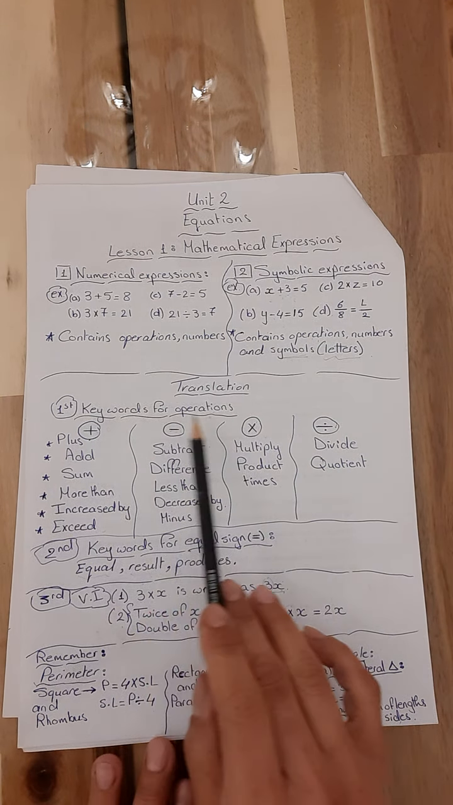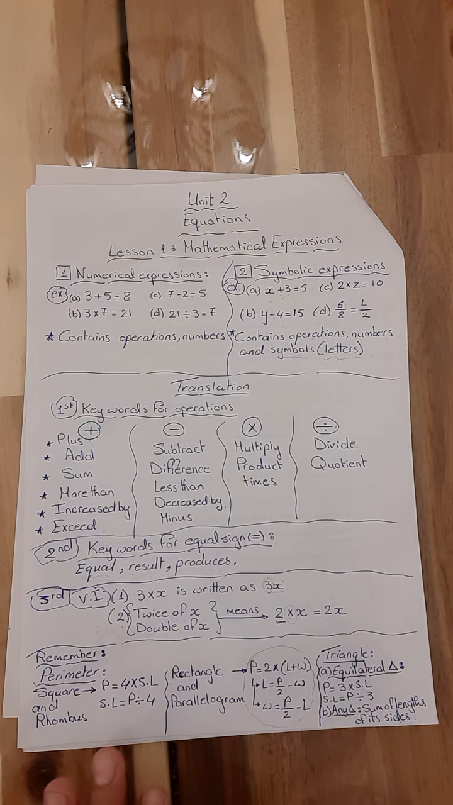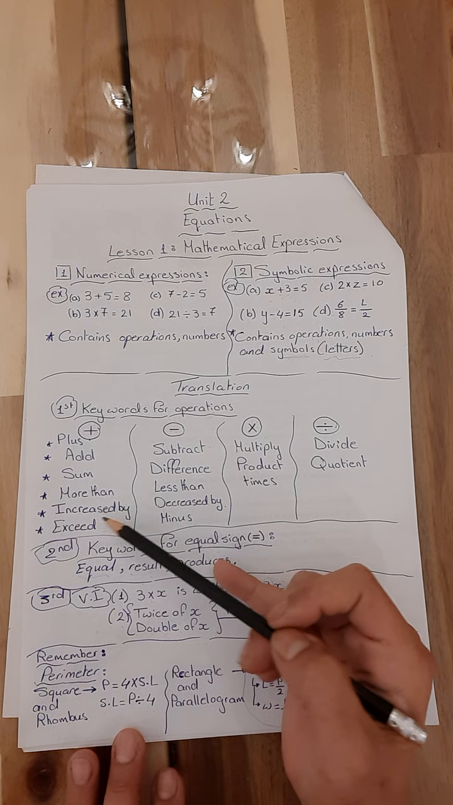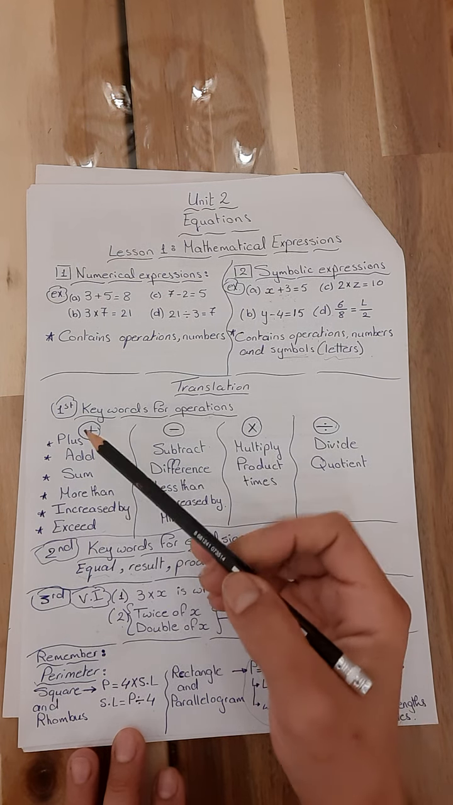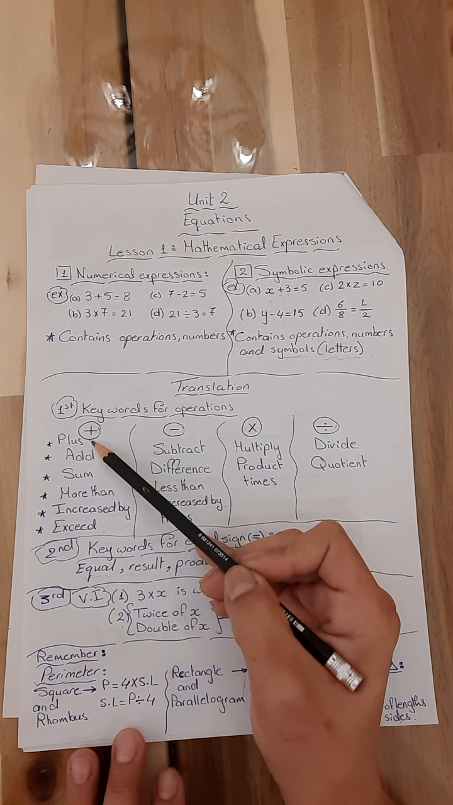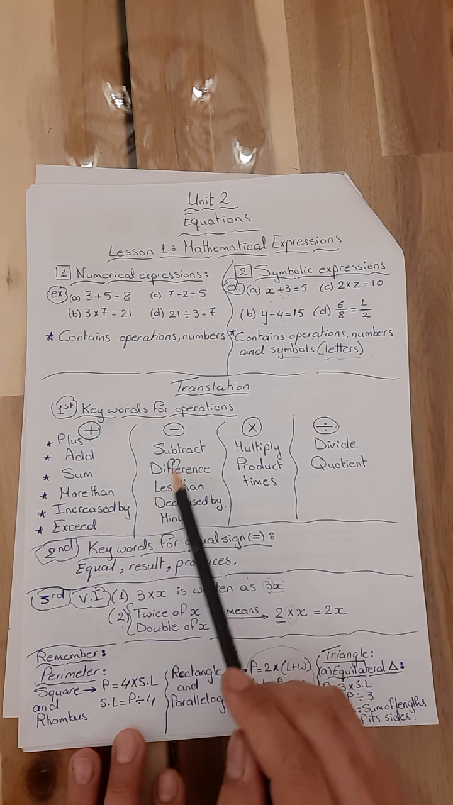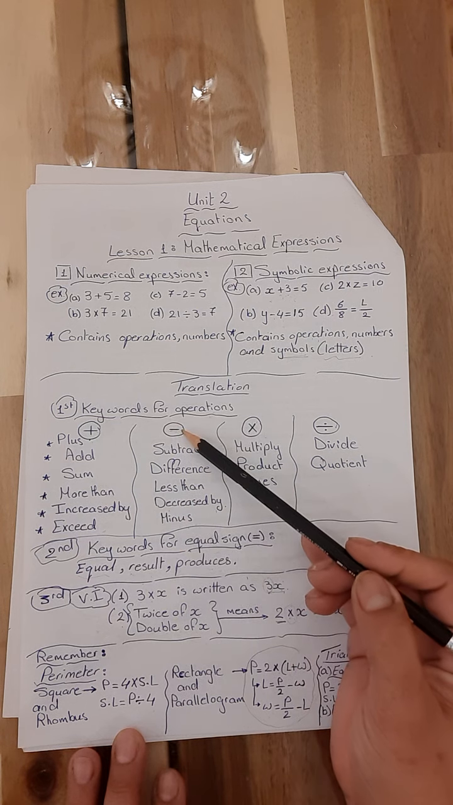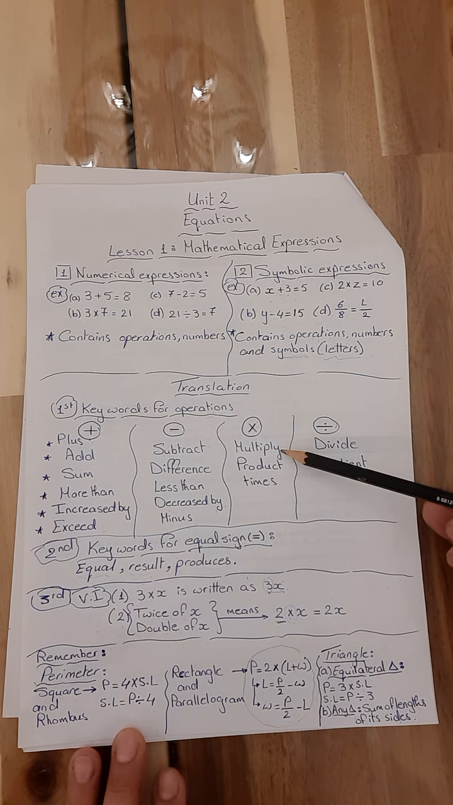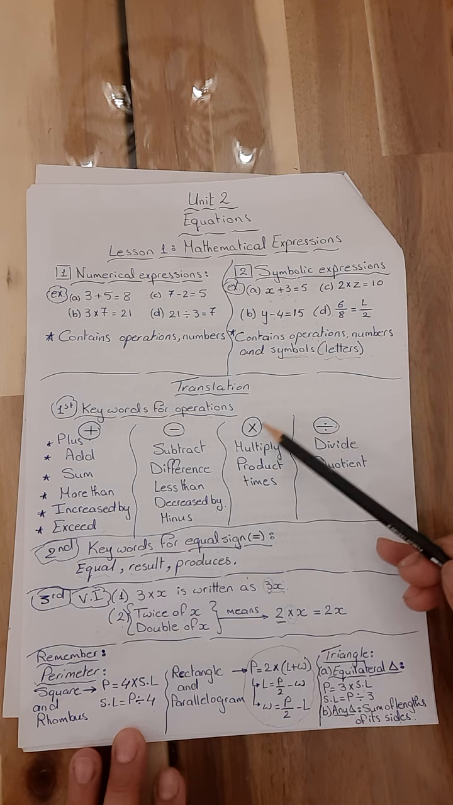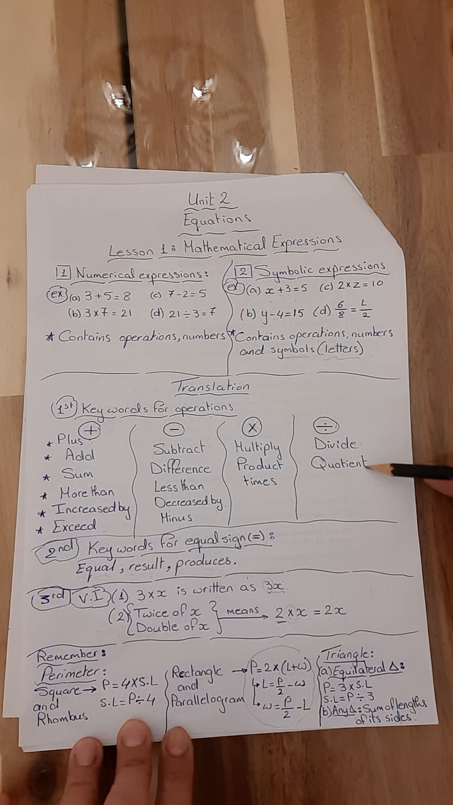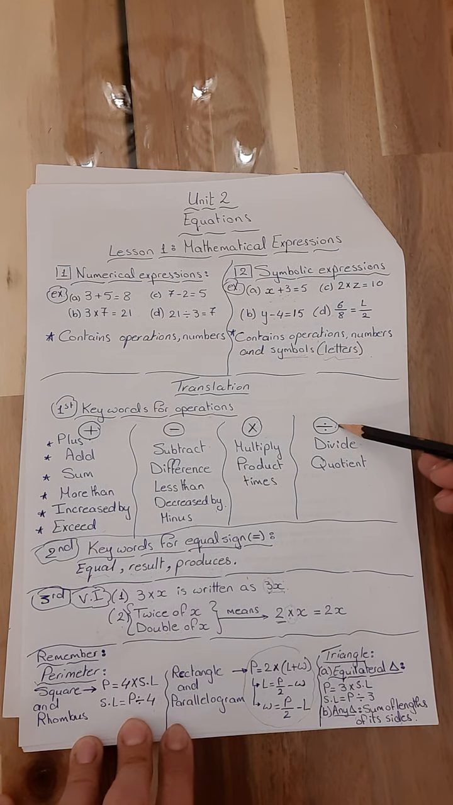The first keywords are for operations. If he tells me plus, add, sum, more than, increased by, exceed, that means the operation is plus. If he tells me subtract, difference, less than, decreased by, minus, the operation means minus. If he tells me multiply or product or times, that means the operation will be times. If he tells me divide or quotient, the operation means divide.